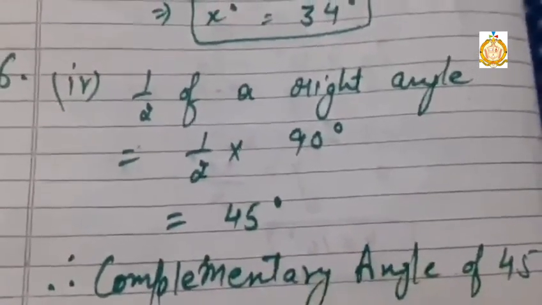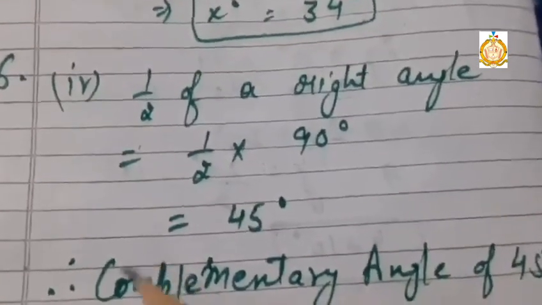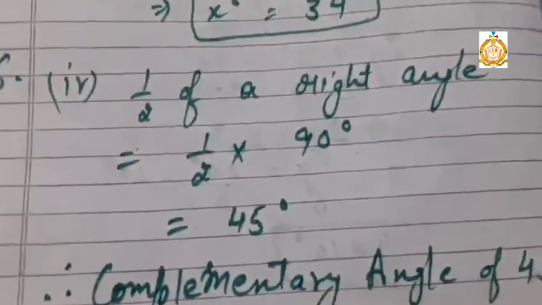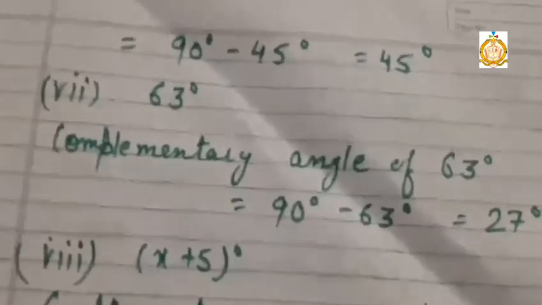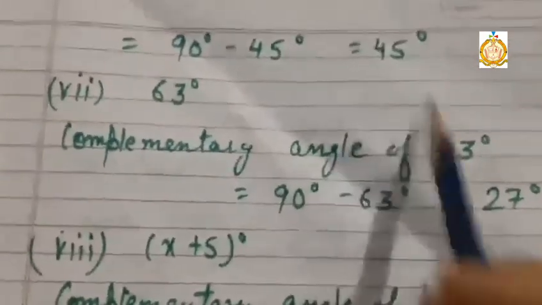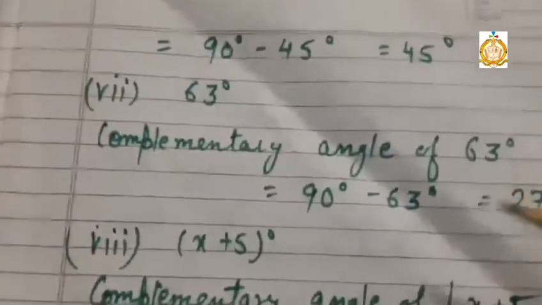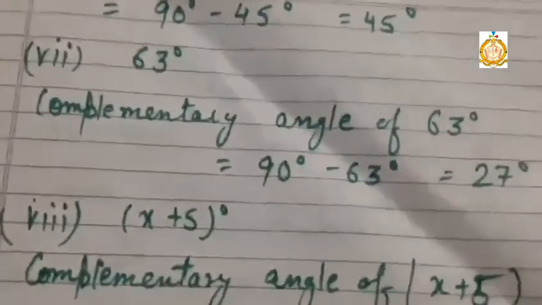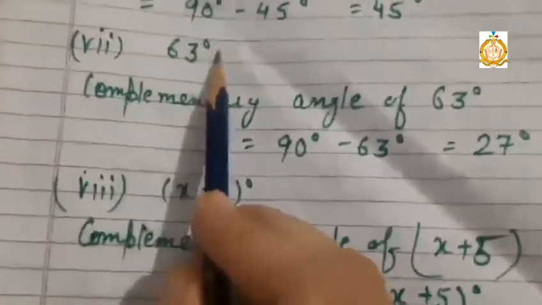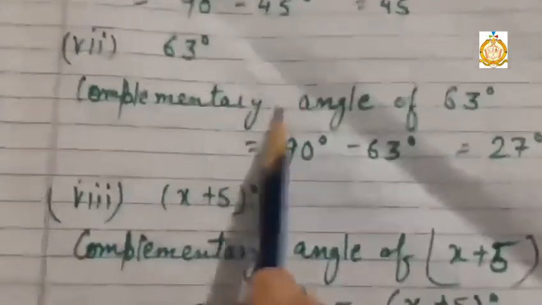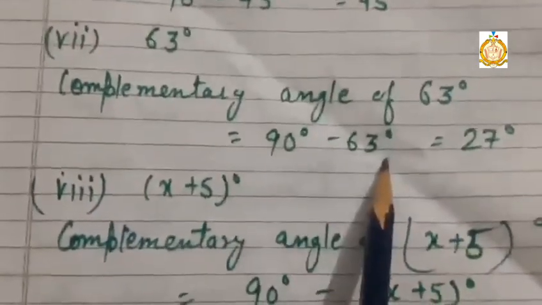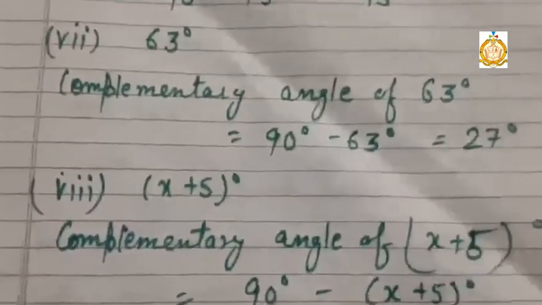So we have to find the complementary angle of 45 degree. So we can write, therefore complementary angle of 45 degree equals to 90 degree minus 45 degree, that is 45 degree. So complementary angle of 45 degree is again 45 degree. Next, if we have to find the complementary angle of 63 degree, we can write complementary angle of 63 degree is equal to 90 minus 63 degree, that is 27 degree.